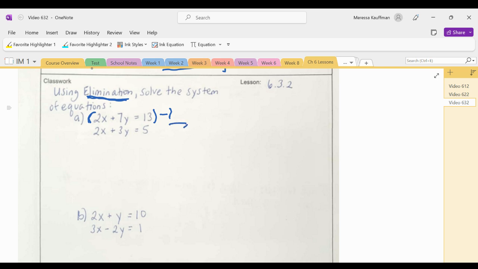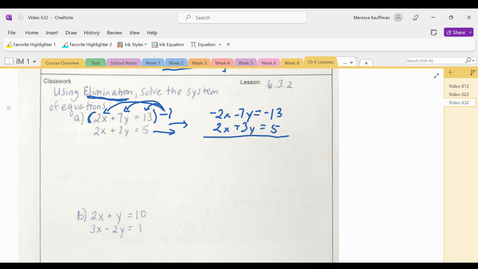So I'm going to rewrite everything over here. The first thing is this equation. The top one, I'm going to multiply negative 1 times 2x, and I get negative 2x. I'm going to multiply negative 1 times 7, I get negative 7y is equal to negative 1 times 13, which is negative 13. And then I'm just going to take the existing bottom equation and rewrite it over here: 2x plus 3y is equal to 5.